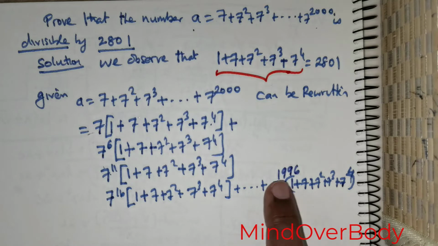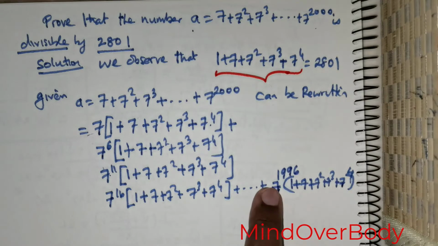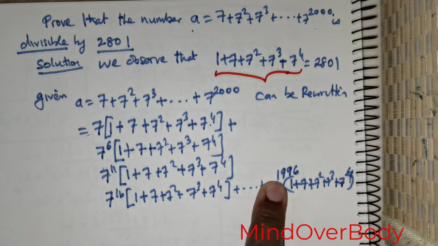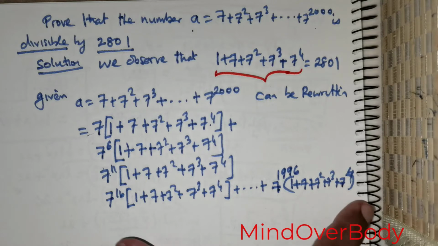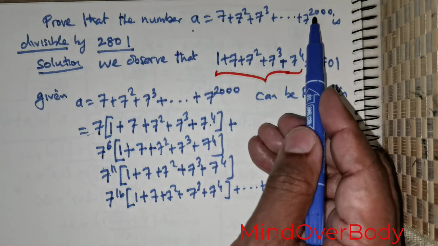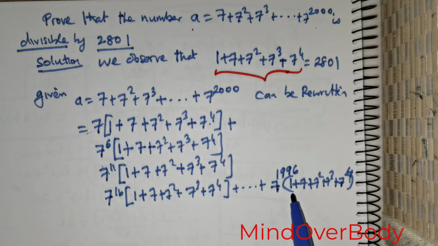So clearly, without any doubt, that number should be 7 raised to the power of 1996, because 7 raised to the power of 1996 multiplied with 7 to the power of 4 gives me 7 raised to the power of 2000, and the subsequent terms would be 7 cubed with 7 raised to the power of 1996, followed by 7 squared, 7 and 1. So that would complete the terms. So clearly this is the pattern that we are looking for.